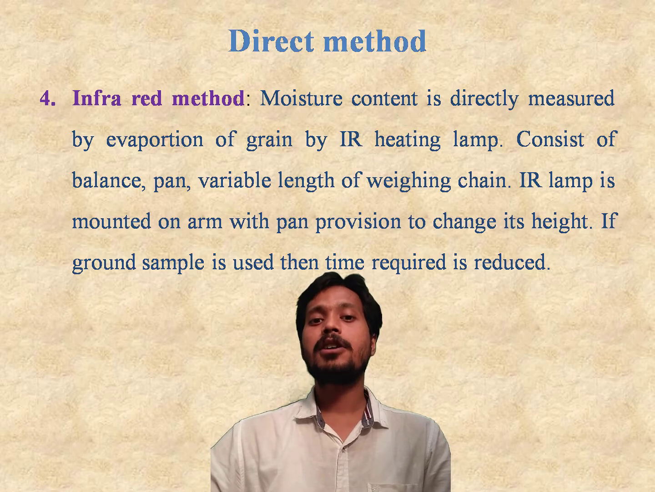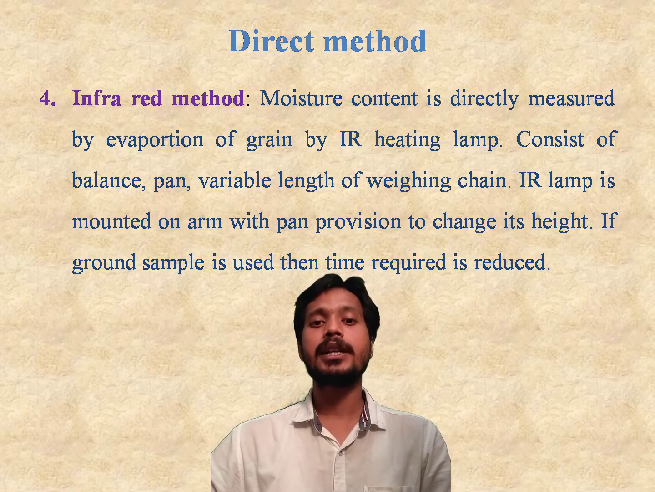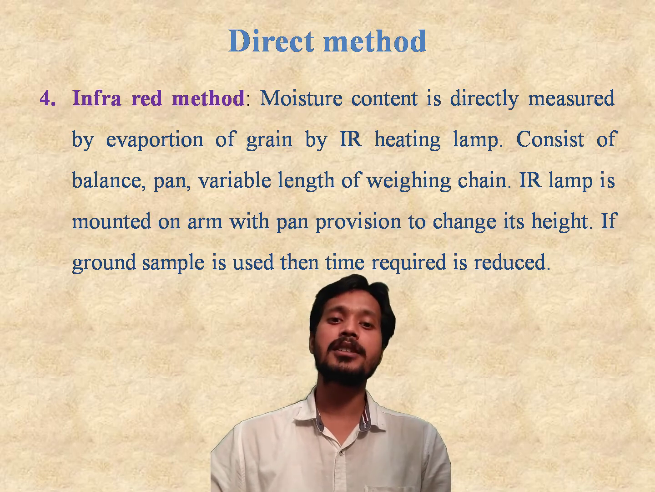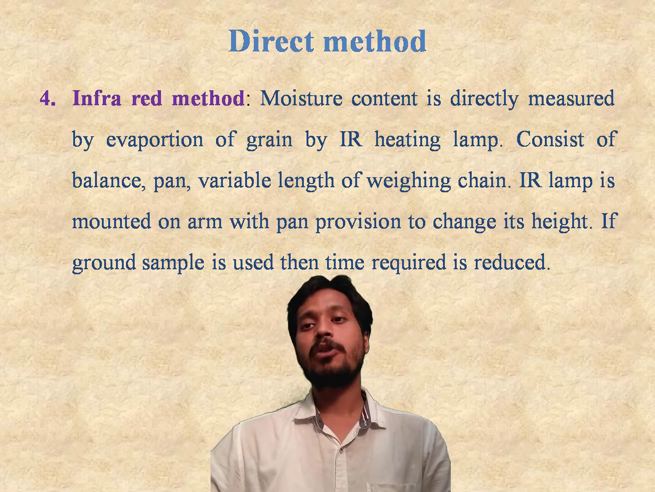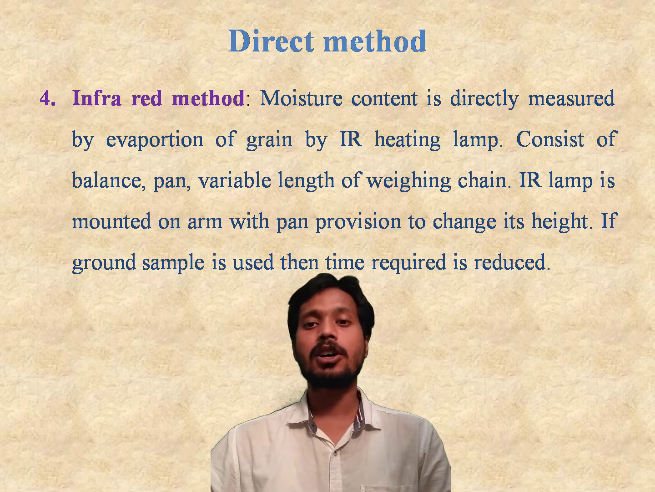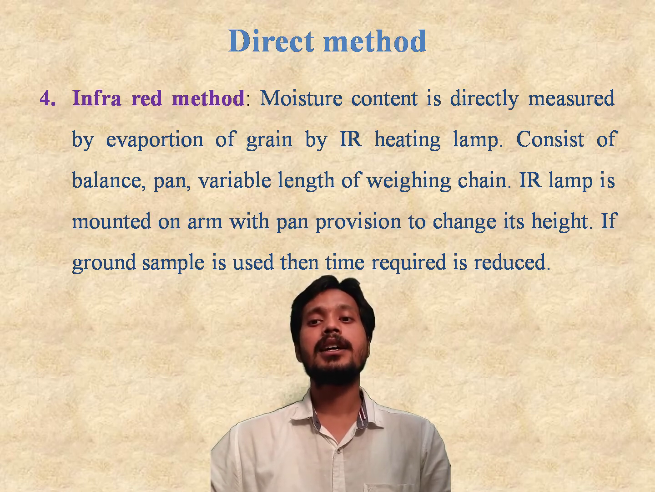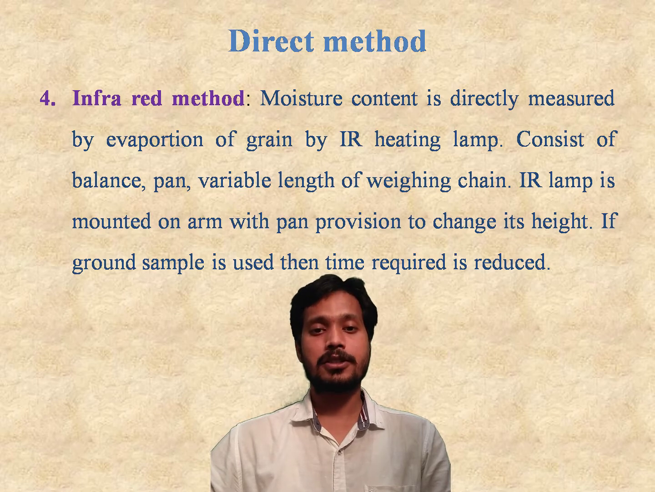So with the help of this infrared heating lamp, we remove moisture from the product and we calculate the percent of moisture in wet basis or in dry basis. So moisture content is directly measured by evaporation of grain by infrared heating lamp. It consists of a balance, pan, and variable length of weighing chain. The infrared lamp is mounted on an arm with a provision to change its height. If a ground sample is used, then the time requirement is reduced.